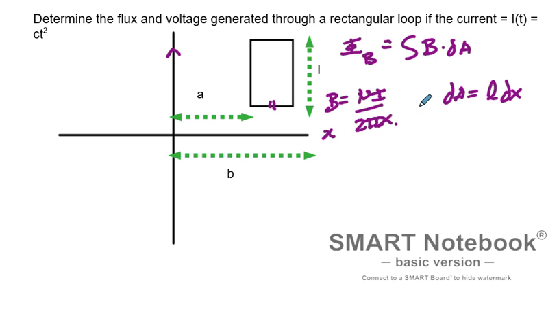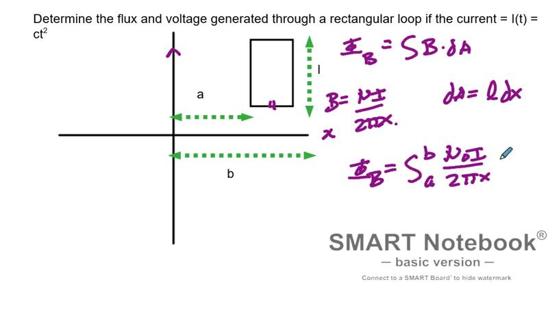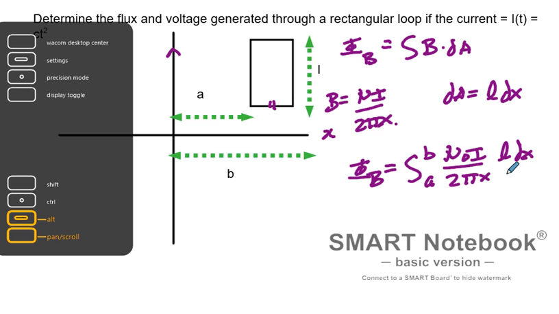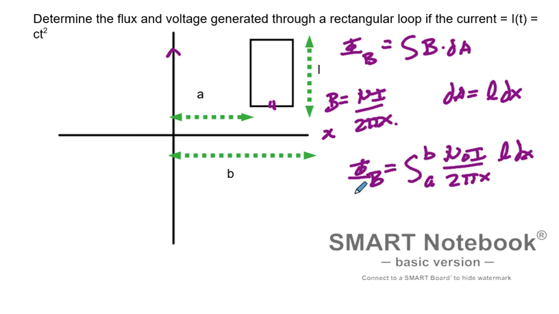So now we can combine those two. Our magnetic flux is then going to equal the integral from a to b of mu naught I divided by 2 pi x, and this is of course going to be multiplied by L dx. So once again, we've done a substitution, so we've only got one variable to integrate. So let's go ahead and do that.